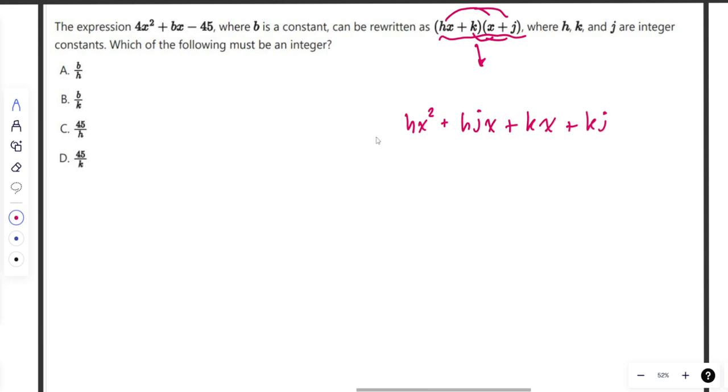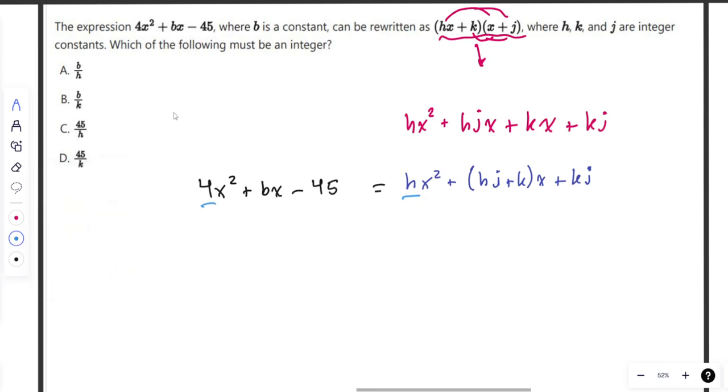So let's simplify that just one step further. We get hx squared plus (hj plus k)x plus kj. This is also equivalent to 4x squared plus bx minus 45. So what information can I get from this? Right away I know h is equal to 4.